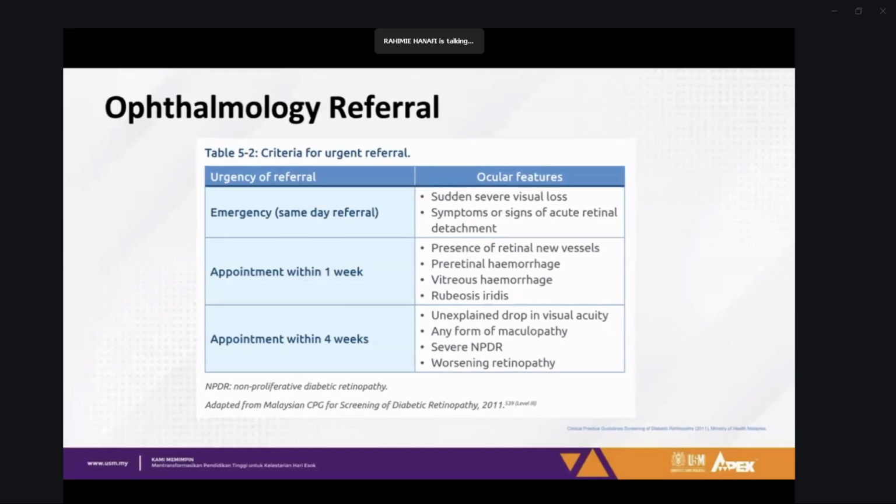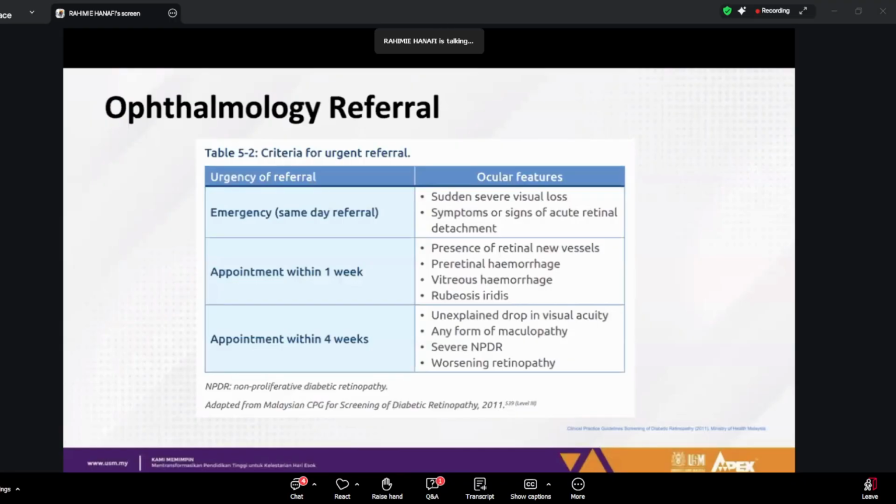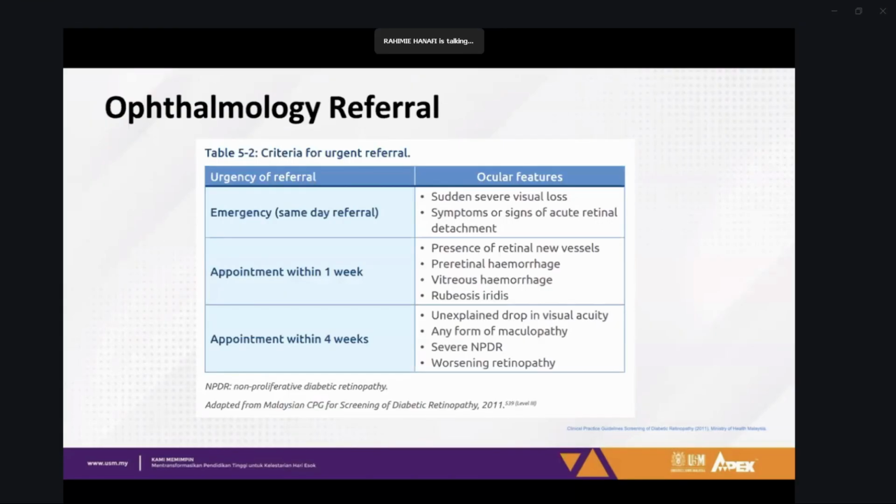Okay, this is the indication for ophthalmology referral. Emergency, which is same-day referral, when the patient presents to you with sudden severe visual loss, or any signs and symptoms of retinal detachment. And we can give an appointment within 1 week if there is presence of new vessels, preretinal hemorrhage, vitreous hemorrhage, rubeosis iridis, which is PDR. And then an appointment within 4 weeks when the patient has an unexplained drop in visual acuity, any form of maculopathy, severe NPDR, and worsening retinopathy.